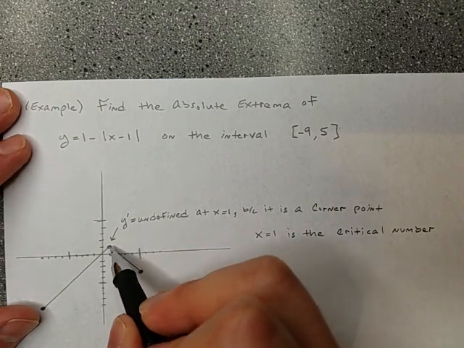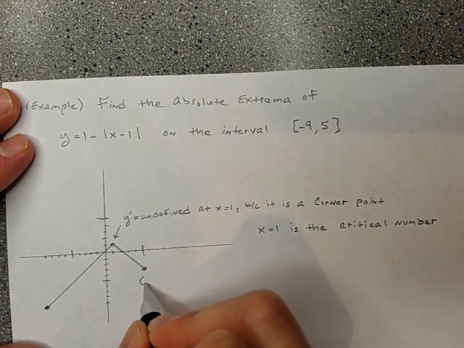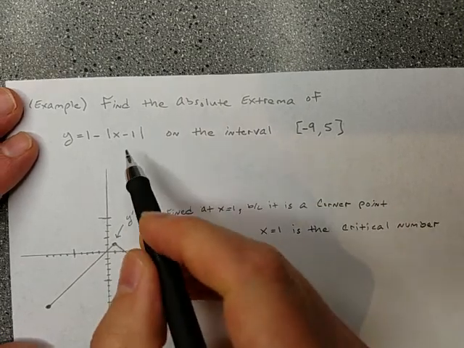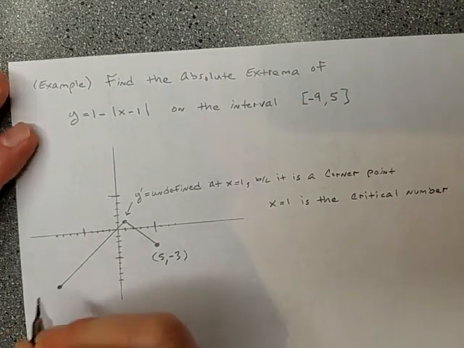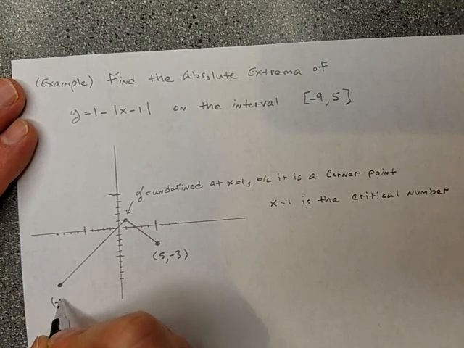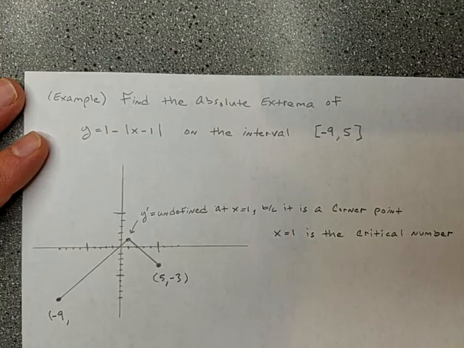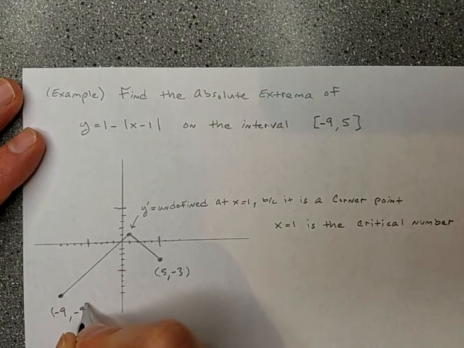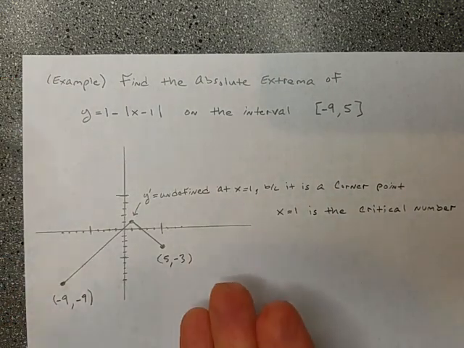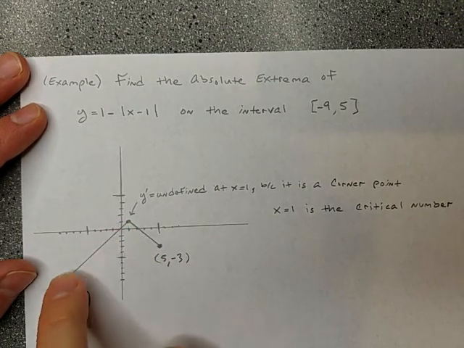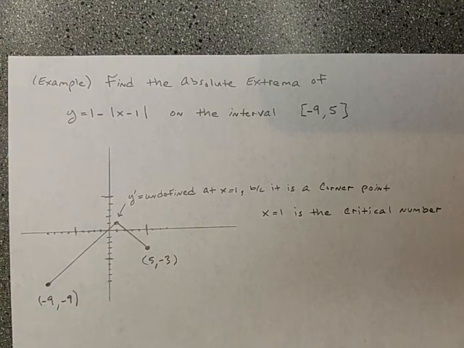This point right here, this is 1 for x and 1 for y. Okay? And this point is 5 for x. Okay, so 5 minus 1, that's 4. That's -3 for y. And this point right here is -9. Remember, that's the far left edge of our interval. -9, -10, so -9 for y. Okay. So there it is. Now, if we could just graph it, then look, that's the absolute maximum, that's the absolute minimum. You see? I mean, if we had the graph, then we have the answer as far as that goes.